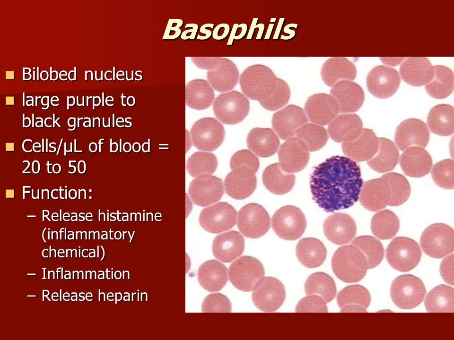Basophils are the third type of the granulocytes. If you look at them, it's kind of red and blue. They're darker than the eosinophils are. They're bilobed. They function in the inflammatory response. They also release heparin, and they do release histamine as part of the inflammatory response as well.